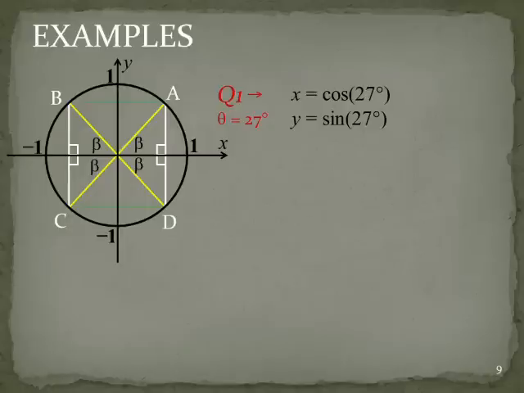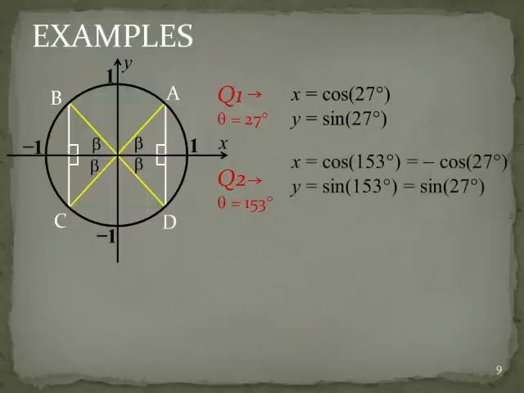Let's take a look at B. The angle between the positive x-axis and the line from the origin to B is 153 degrees. So in this case, our x is cos 153 degrees, which, when you take a look at the diagram, is going to make it minus cos 27 degrees. So you take the 153 away from 180. Similarly, sine 153 degrees is going to be the same as sine 27 because it's the same height above the x-axis.